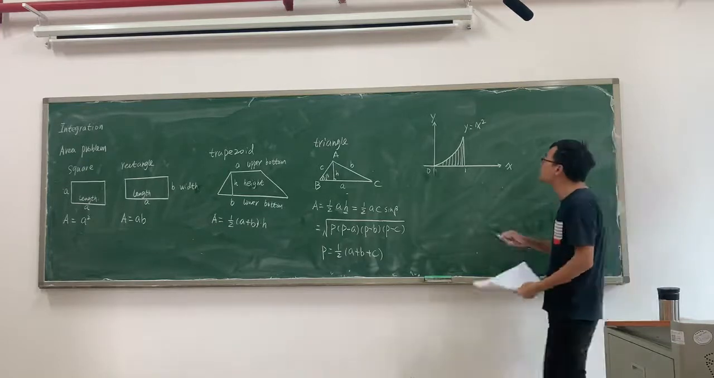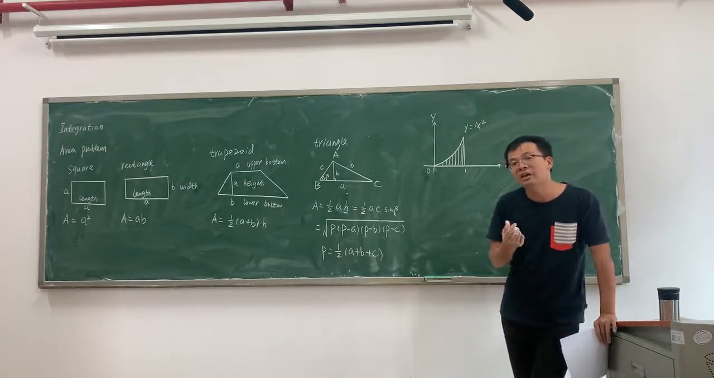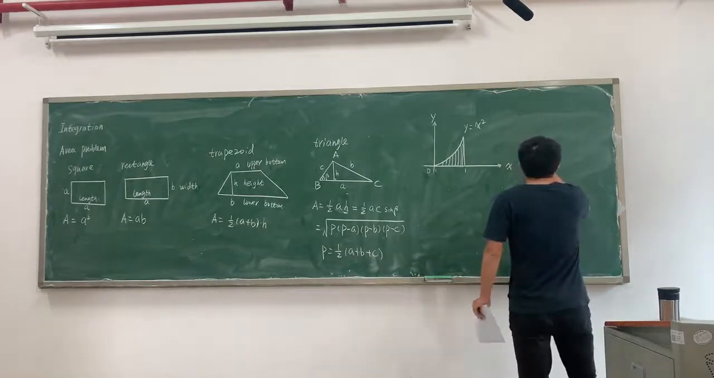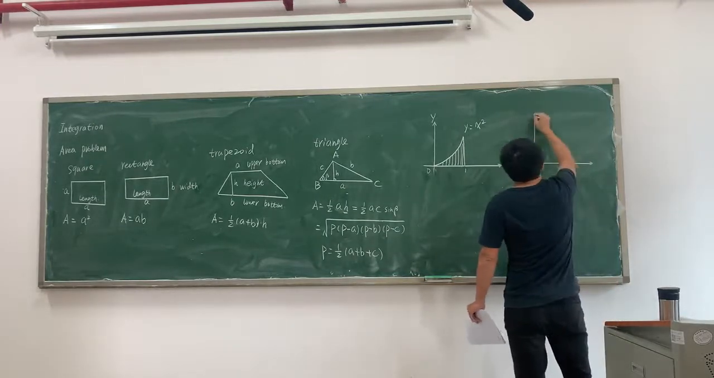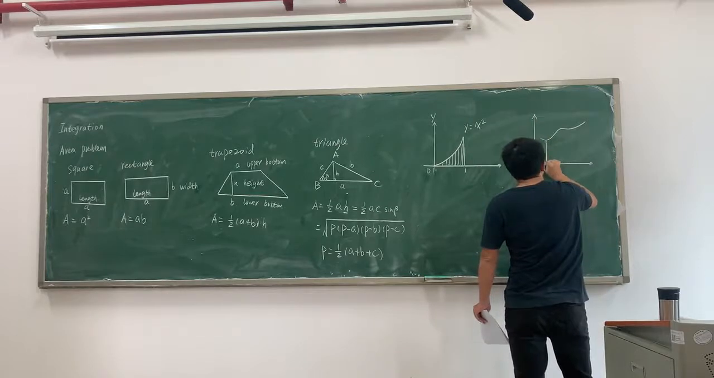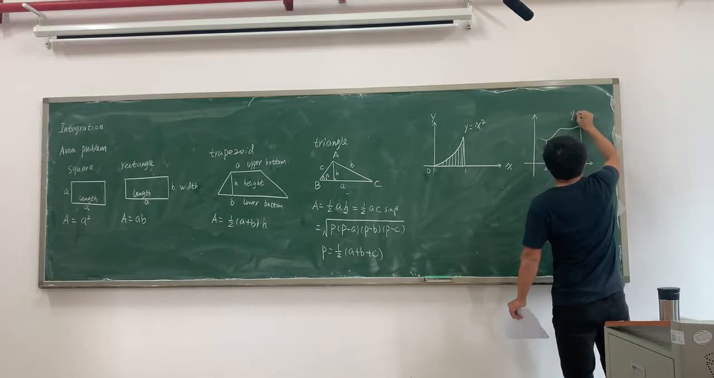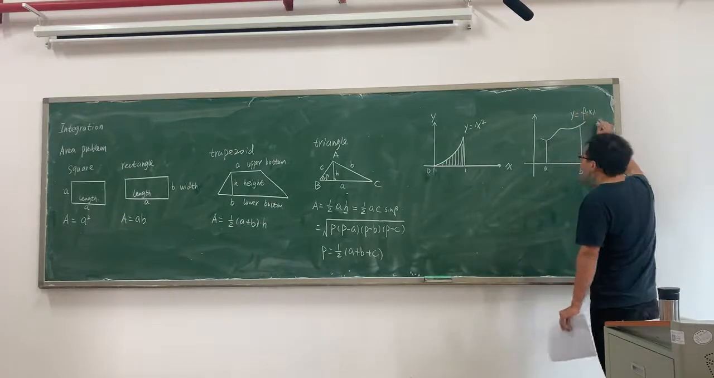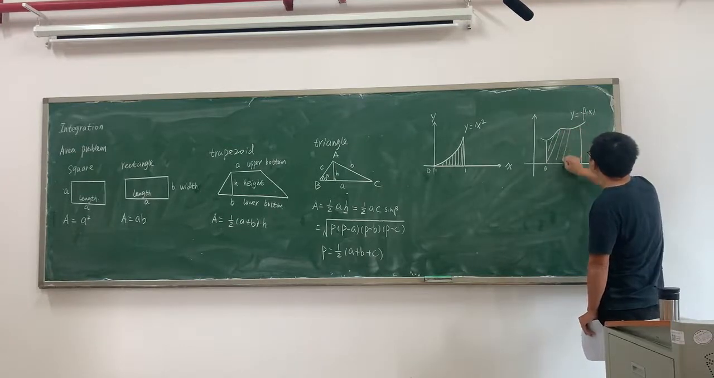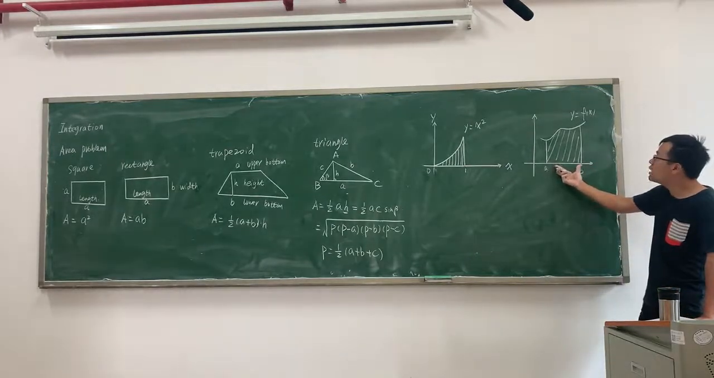In general, for another function, not y equal to x squared, it's y equal to f(x). f(x) is a continuous and non-negative function. For example, for this function, here is a, here is b. This function is y equal to f(x), continuous and non-negative. So we have a question: how to compute the area of this part?